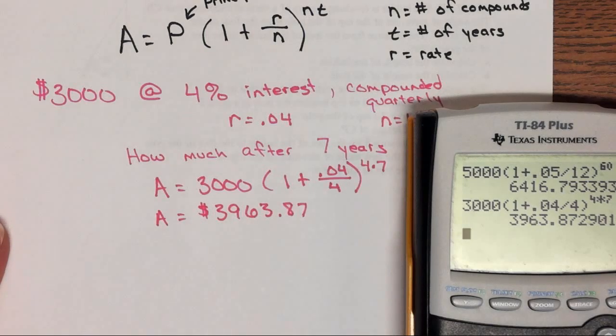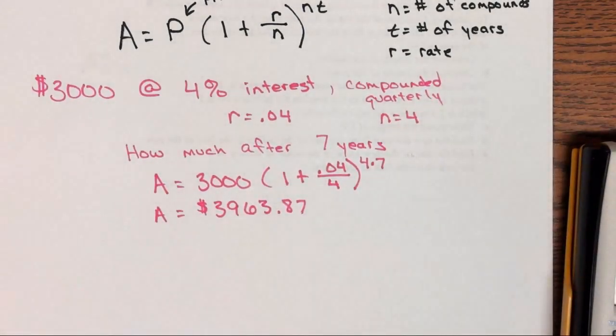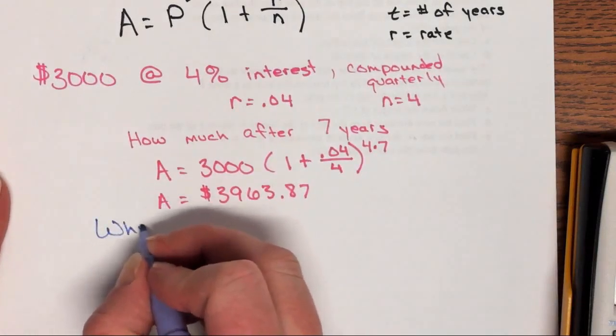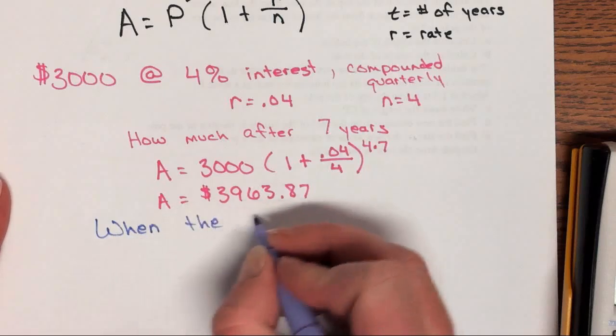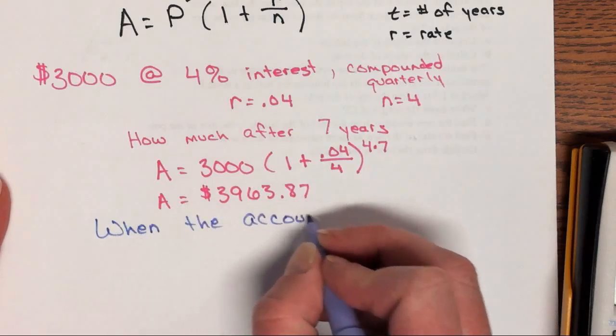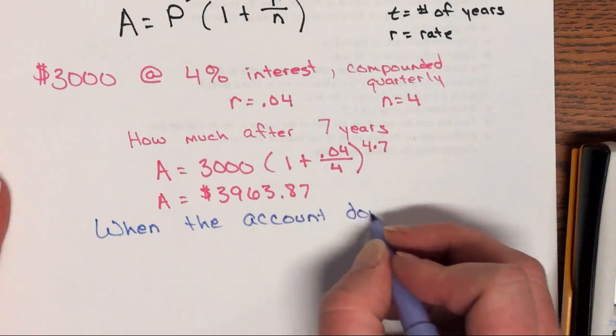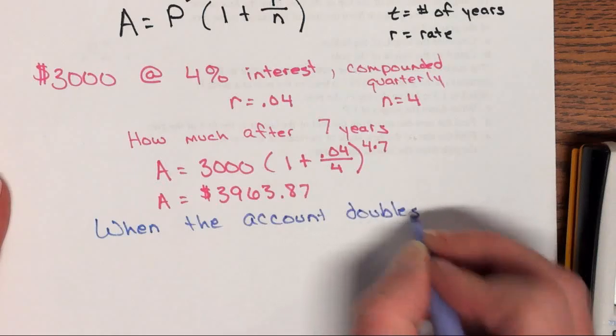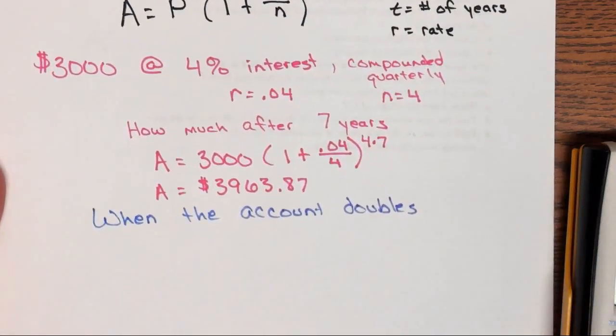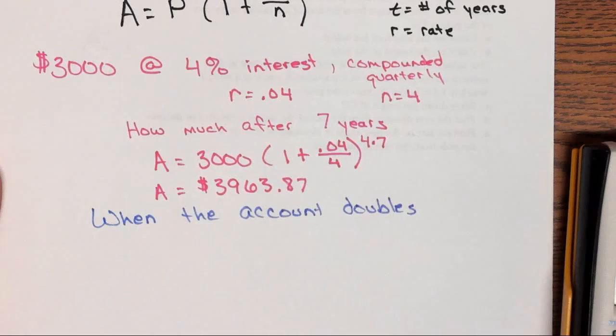Now, what if I asked a different question? Let's say we still have $3,000 at 4% interest compounded quarterly, but I wanted to know, instead of what the balance is, when the account doubles. I really want $6,000 in my account. I don't want just the $3,000. So I want to know when the account doubles.